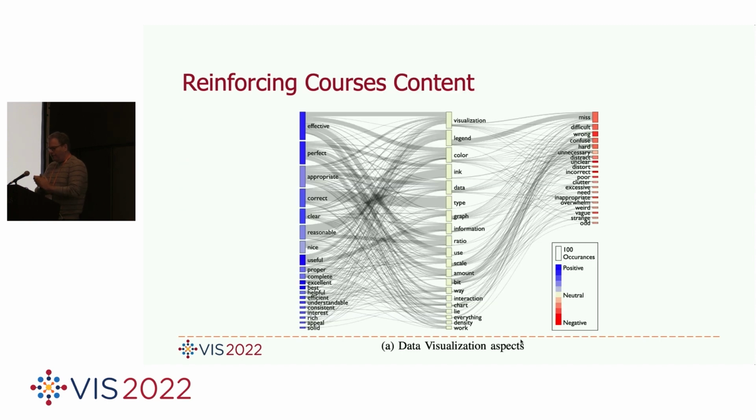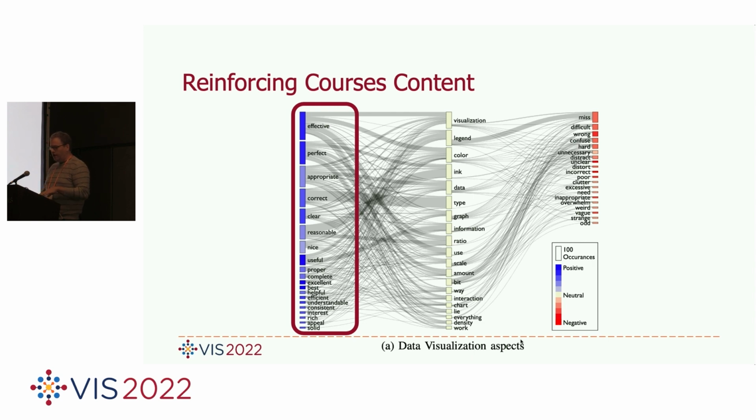So the first one is looking at how well these peer reviews actually reinforce course content. Here we can see a Sankey diagram for the aspect extractor for the interactive data visualization course. In this picture, you can see nouns in the middle, and some of the nouns that were frequently used were things like visualization, legend, data, graph, and ink, things that are common terms that you would expect in a visualization. These are modified with positive sentiment words here on the left. Some of the more commonly occurring positive sentiment words were effective, appropriate, clear, reasonable.